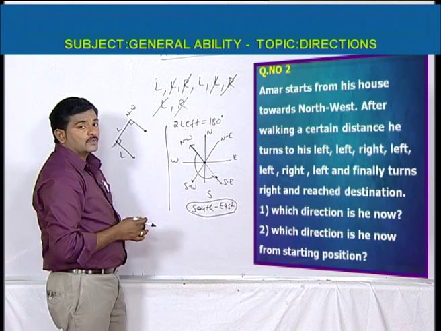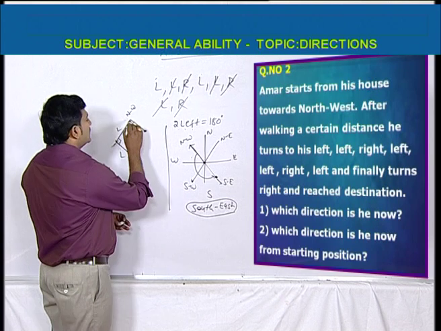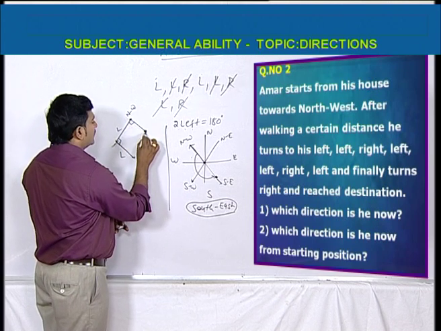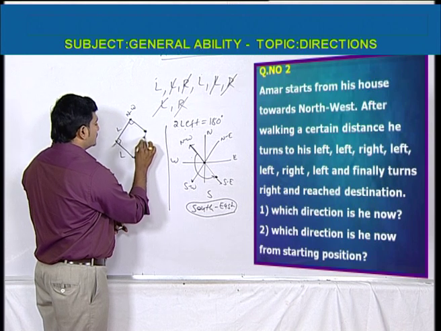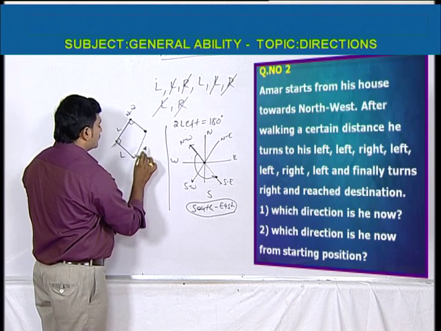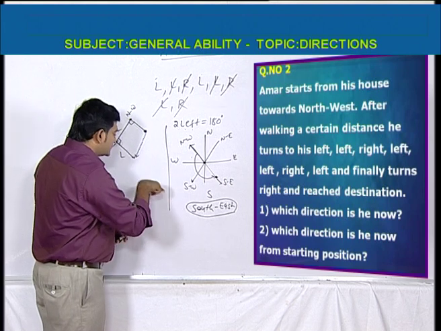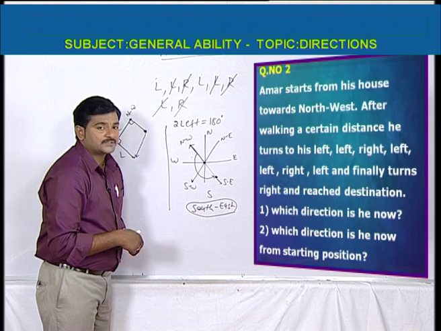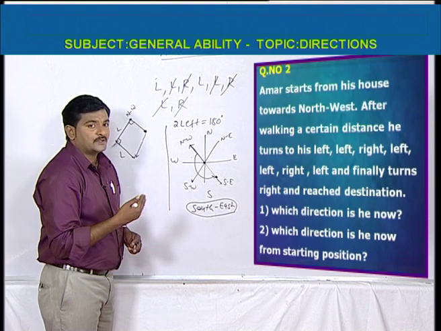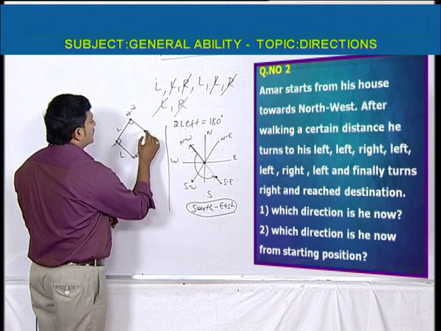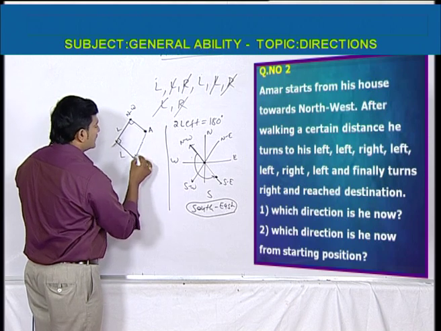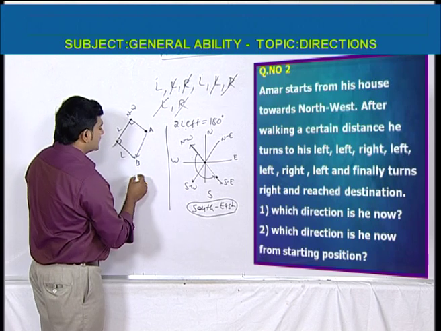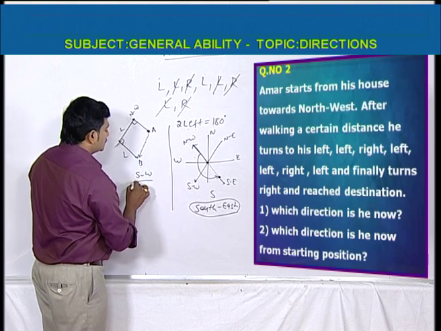Now, questions number 1 and 2. Let's say this is the starting point. With respect to this point, now he is here. So which direction is he now? The answer is southeast direction. But the next question is: which direction is he now from the starting point? The starting point is A and he reached B. Now I have to say the position of B with respect to A. That direction is said to be southwest direction.